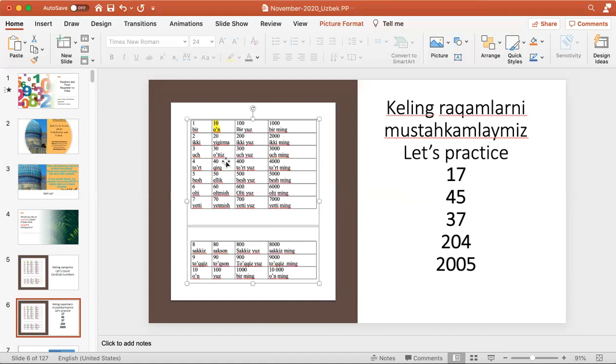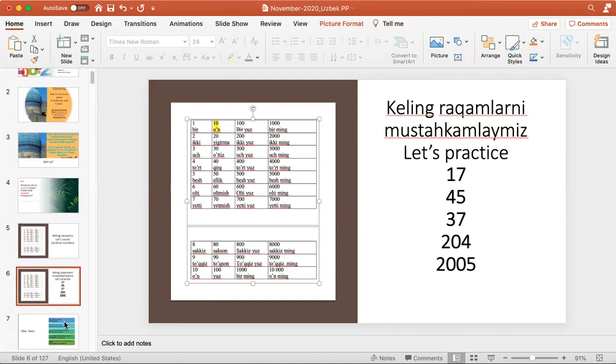37. We look at 30, and the 7. 37. Let's look at 204. Or for example, 2005. Feel free to look at different numbers and practice them. I hope it was helpful.